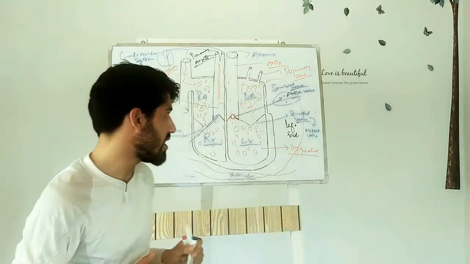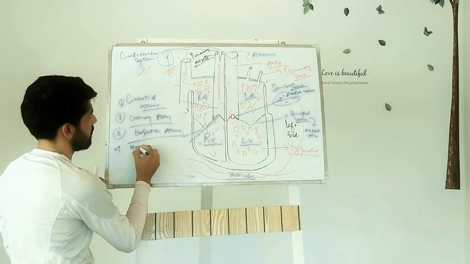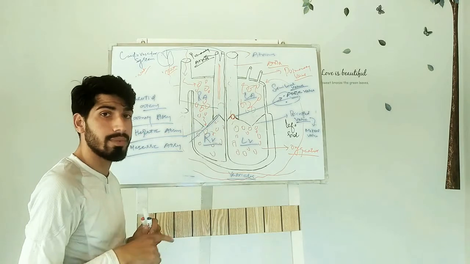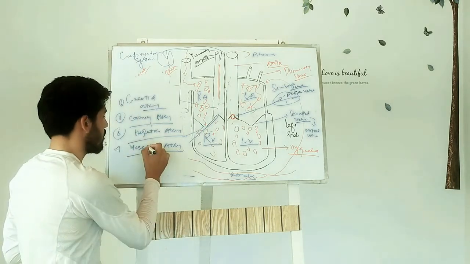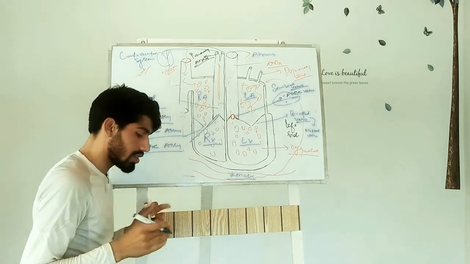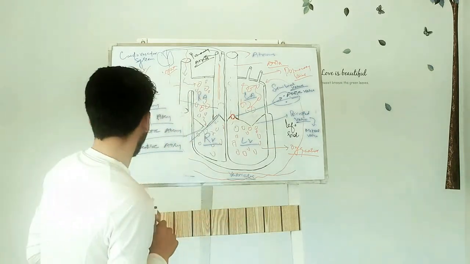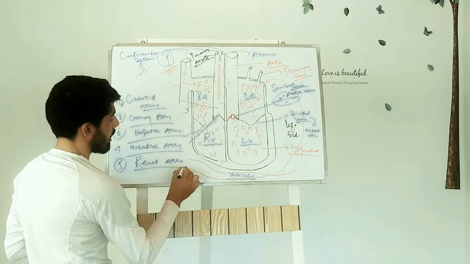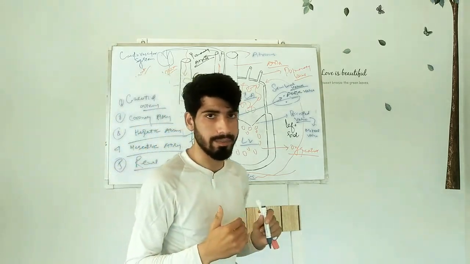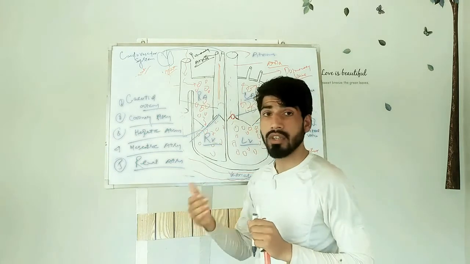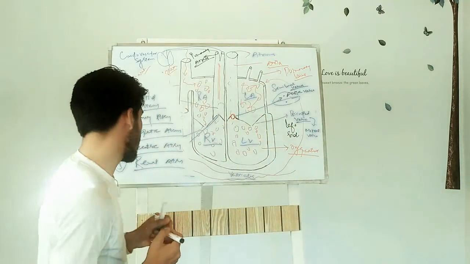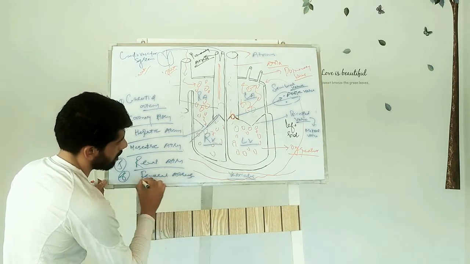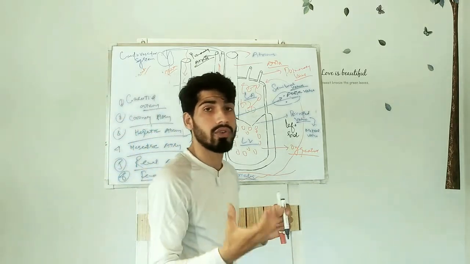And the fourth is the mesenteric artery, which provides blood to our intestines. The fifth is the renal artery, which provides blood to our kidneys. There is also the femoral artery, which provides blood to our legs.